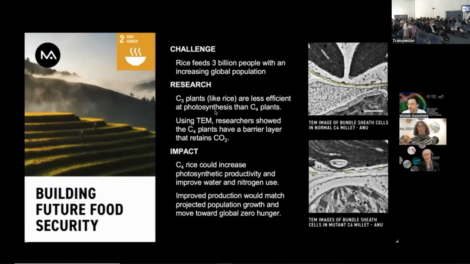So using Microscopy Australia's transmission electron microscopes, researchers at the Australian National University, as part of the International C4 Rice Project, could see how this essential lipid forms this barrier layer. And this has a number of predicted outcomes, because if we can bioengineer a more efficient rice with C4 properties, this could increase the photosynthetic productivity by around 50% and provide more efficient irrigation and reduce our reliance on fertilizers. And this improved productivity rate would bring the world towards matching those projected population growth to ensure food security and move us towards global zero hunger, which is Sustainable Development Goal 2.